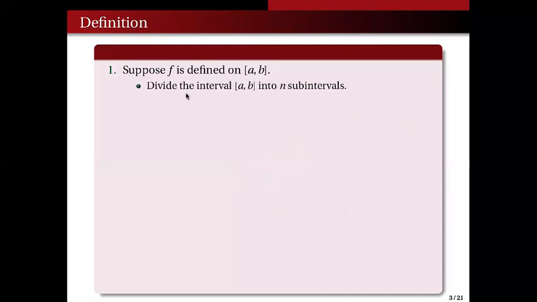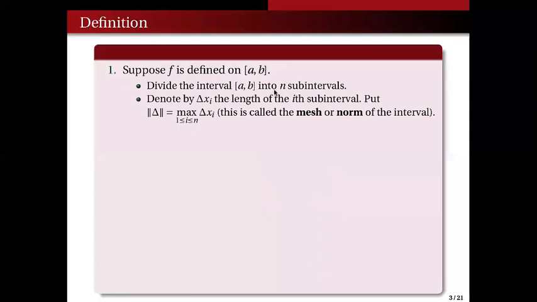Okay? So what we're going to do is to divide the interval AB into n subintervals, just like what we did earlier. Now, take note of this. We were dividing the interval AB into n subintervals. It does not necessarily have to have equal length. Okay? In our discussion last time, we divided the interval into subintervals of equal length. In this case, we don't need that condition.